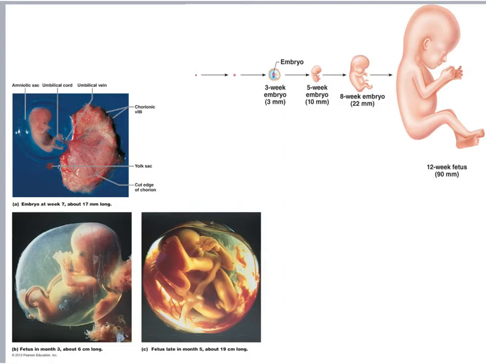So I'll try very hard during this lecture to make sure that I use the appropriate terms, either zygote, embryo, fetus, or infant, depending on which stage of development we're talking about.